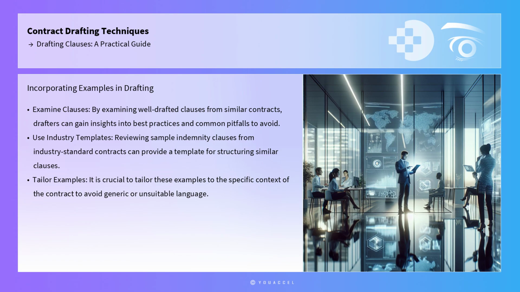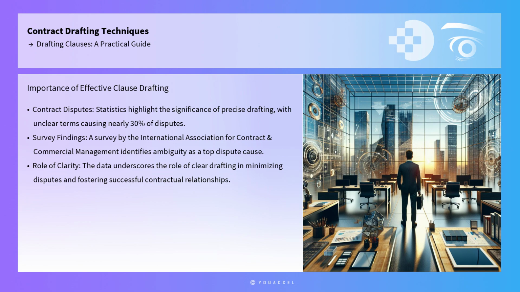Incorporating examples into the drafting process is another effective strategy. By examining well-drafted clauses from similar contracts, drafters can gain insights into best practices and common pitfalls to avoid. For instance, reviewing sample indemnity clauses from industry-standard contracts can provide a template for structuring similar clauses in new agreements. However, it is crucial to tailor these examples to the specific context of the contract to avoid generic or unsuitable language.